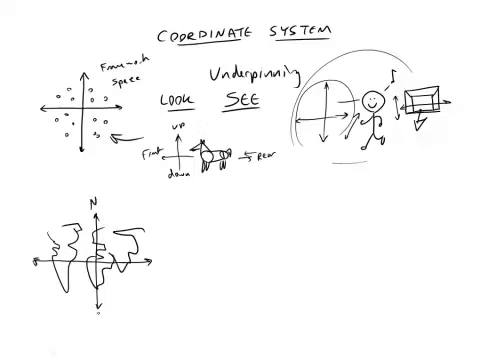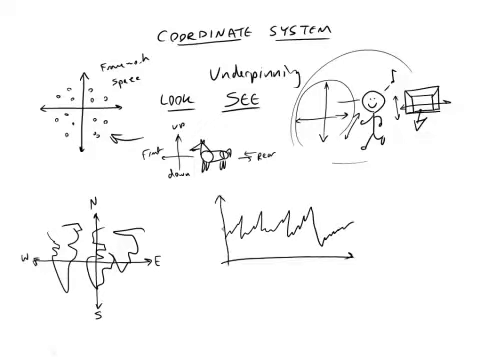We say north is at the top, south is at the bottom, west is over on the left, and east is on the right. That's a coordinate system. What kind of a coordinate system are we using if we're tracking the stock market? We're using a coordinate system, and what are we mapping together? We're mapping together price by time.